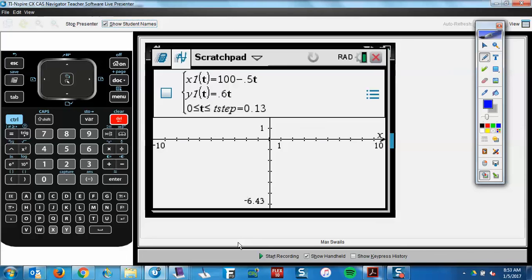Now t in this problem is minutes. So how many minutes do they travel? Well, wasn't it like 150 or something like that? Was that when they crossed, or no? It was before that, I think. Let's put like 180, and the t step doesn't really matter.